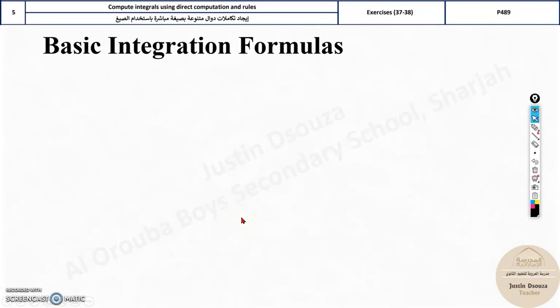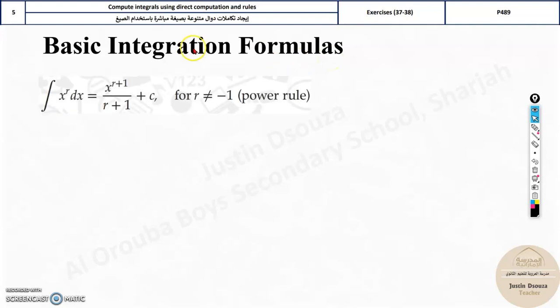Now we move on to the fifth topic, that is to compute integrals using direct computation and rules. This basically means we are using definite integrals. So we can directly use our calculator and solve these problems. But before that, let us just go through the basic integration formulas. These are very useful for the coming topics and most crucial in the part B section. Now we will just go through basic rules, basic formulas which must be known. That is the power rule.